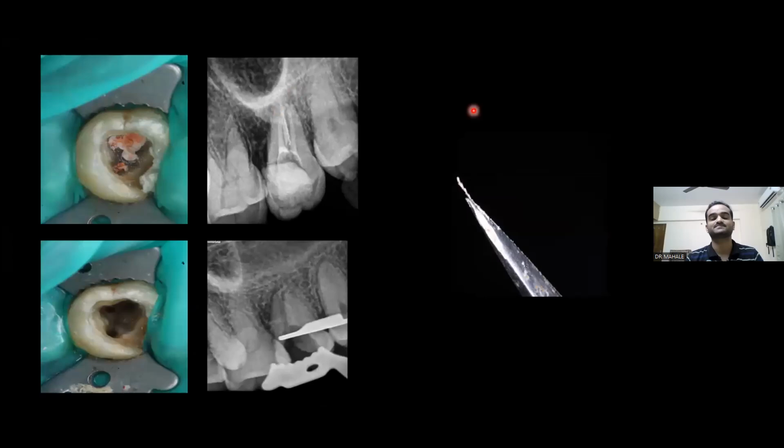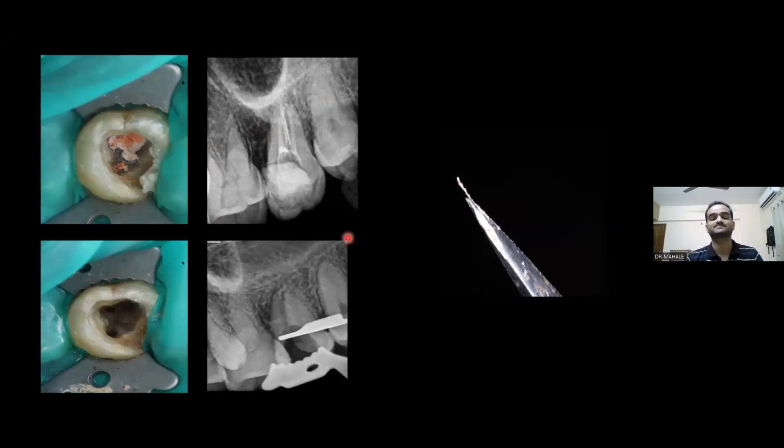So this will be the last case, and this was one of my easiest file retrievals I have done till now. A patient was referred for retrieval of a broken H file. As we are almost 57 minutes in, I have very less time left now. So the patient was referred for retrieval of a broken H file from the palatal canal of the 27. On taking radiograph and clinical assessment, the file was stuck within the GP of the palatal canal, and it was completely within the GP.